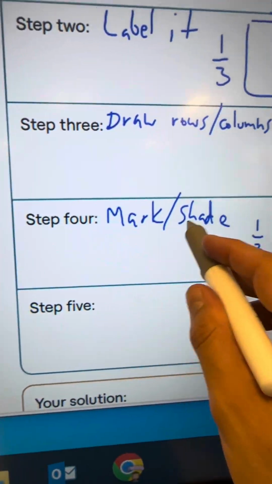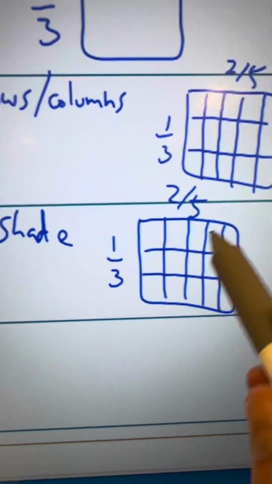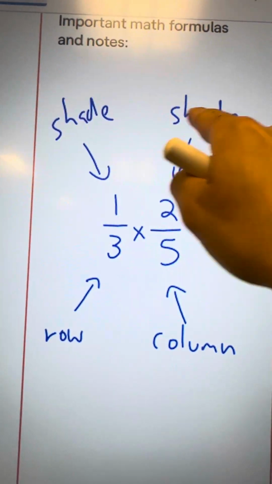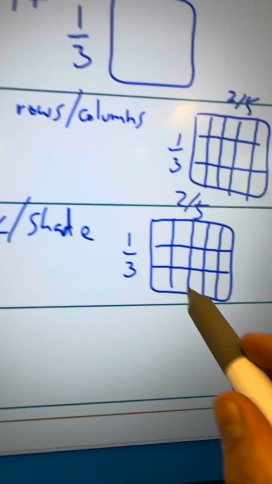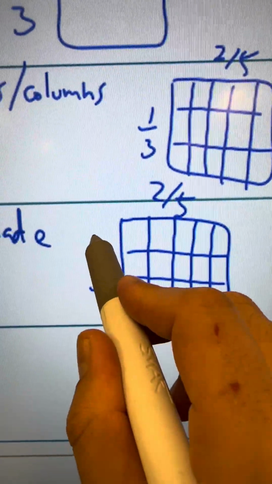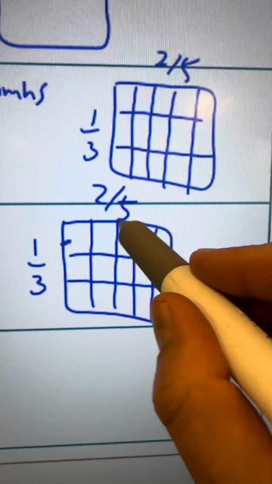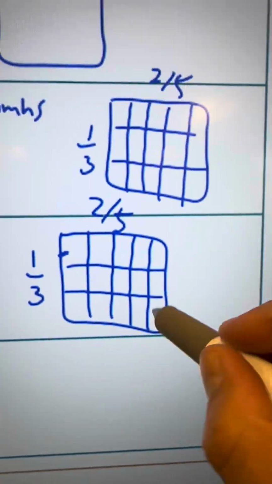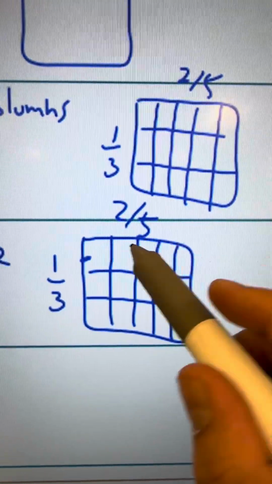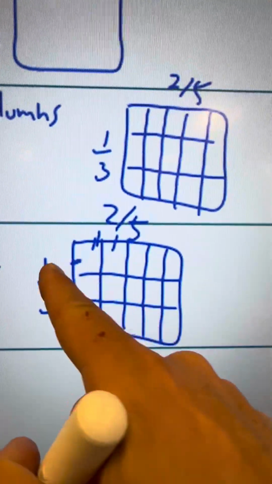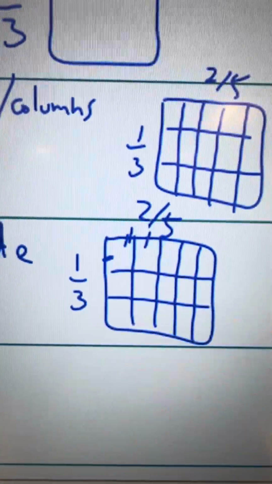In step 4, you're going to mark and shade this. So when I say mark it, it just lets me know how I'm going to shade it. So here, the top numbers are going to tell me how much you're going to shade for each section. Since I have 3 rows here, I'm going to shade 1 out of those 3. So I'm just going to mark it like that. And then I have 5 columns here. And now you can see 2 out of 5 are going to be shaded. So I'm going to mark it here, 2 of them. So it's 1 and 2. So I can tell by the top numbers how much I'm going to shade.